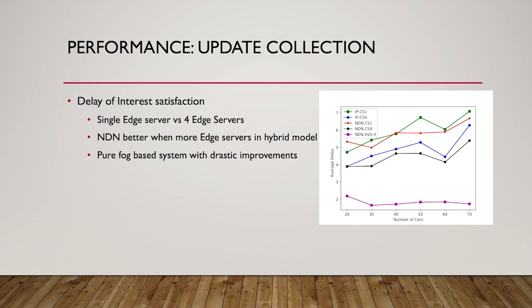Looking at the delay of interest satisfaction in the performance evaluation, we can see that for a single edge server, the IP-based scenario and the NDN-based scenario have somewhat comparable results. They are somewhat similar, although there is a slight edge for the NDN-based system. This is because, in the case of a single edge server, a very few interests are satisfied since there is just one edge server responding to the interests. We have not shown that result here, but you can find it in the paper. And when 4 edge servers are present, the advantage of NDN becomes more pronounced.